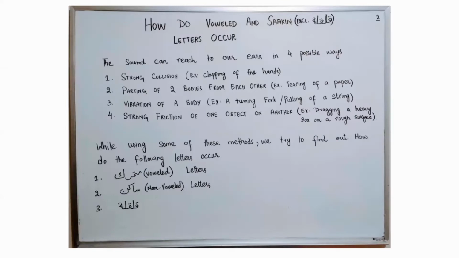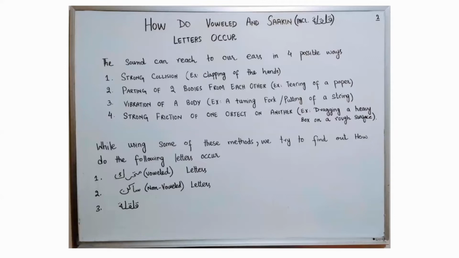Allah subhanahu wa ta'ala gave us the ability to listen, and there are 4 possible ways through which sound can reach our ears. The first one is strong collision of 2 bodies. An example of this could be clapping of the hands. The second one is parting of the 2 bodies from each other, and between them there is a strong bond. And an example for this is tearing of a paper.